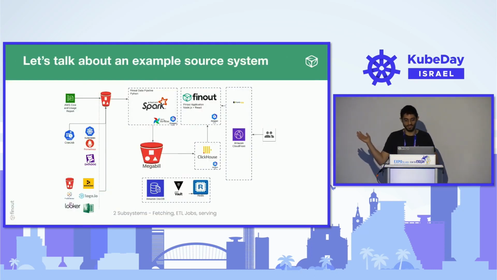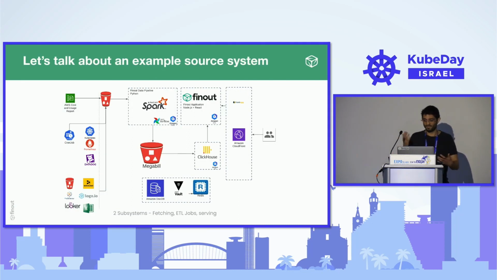Let's take an example system. This is like a simplified version of our system. It ingests a lot of data from the left side, and it has data pipelines and a data warehouse and the application. And as you can see, everything in the system is running on AWS. All of the things that are running any workload are in Kubernetes. Even the Spark is in Kubernetes, the application is in Kubernetes, and even our data warehouse is in Kubernetes.